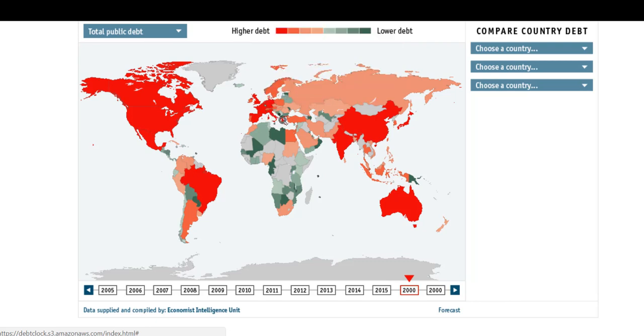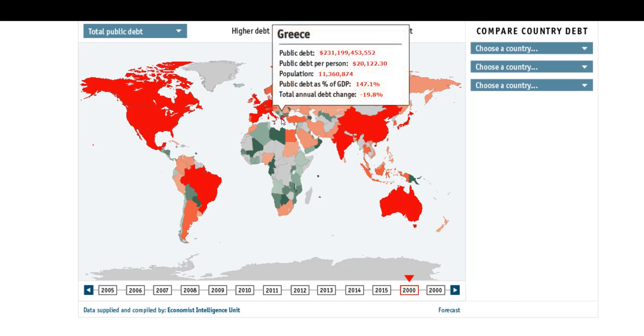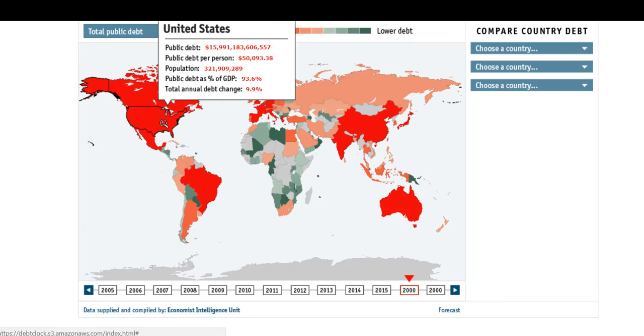Italy 122, Greece 147. The US is not performing badly when we look at this ratio, the percentage of debt relative to GDP. Therefore, foreigners are still quite comfortable lending money to the US because its ratio of debt is pretty much within the norm of Western societies and not as bad as Japan, for example.